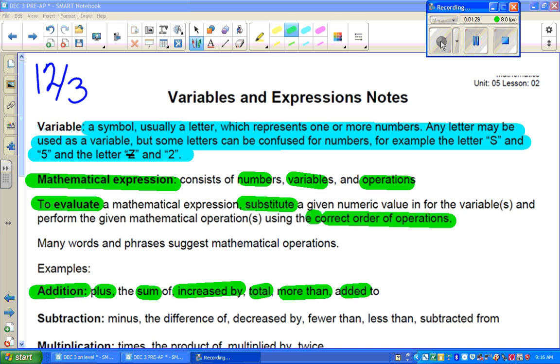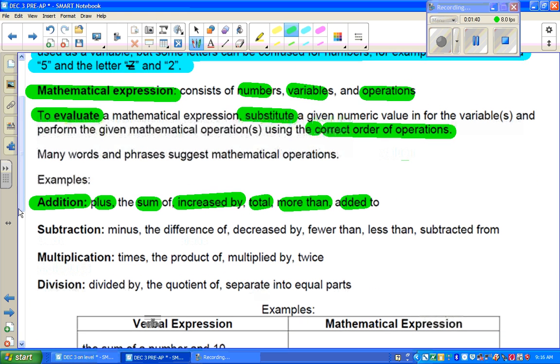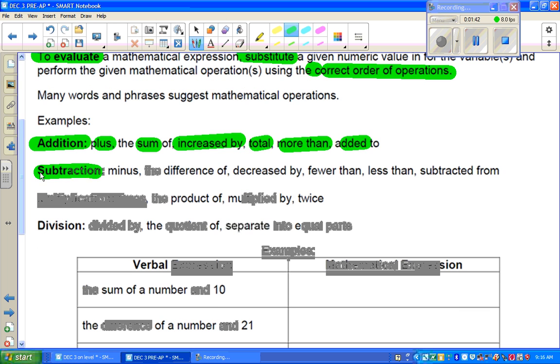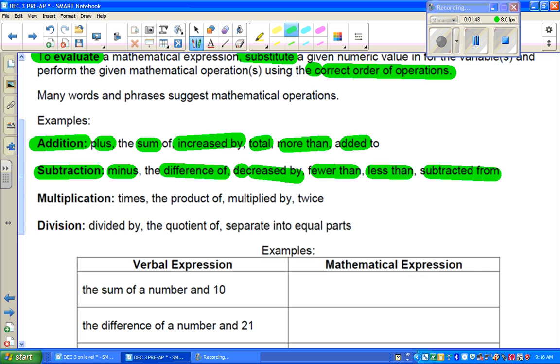For example, addition. You will see words such as plus, the sum of, increased by, total, more than, or added to. For subtraction, you will recognize words such as minus, the difference of, decreased by, fewer than, less than, subtracted from. Go back over those. I want you to pause here and reread those. Look at those words, okay?